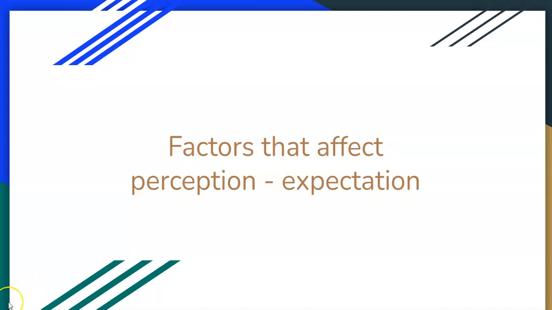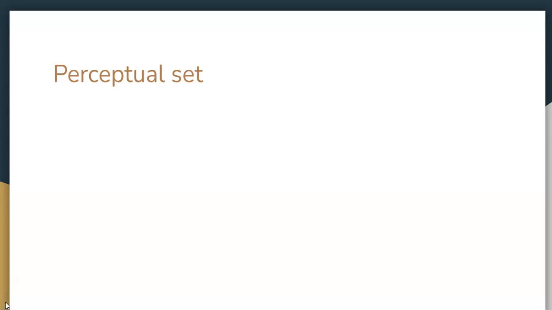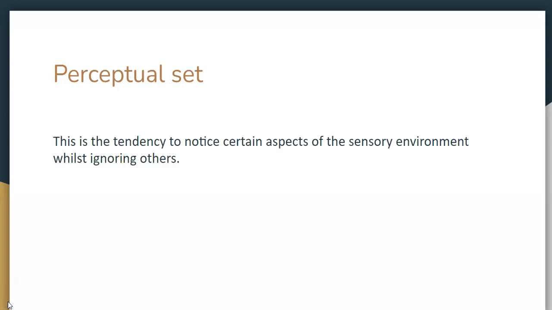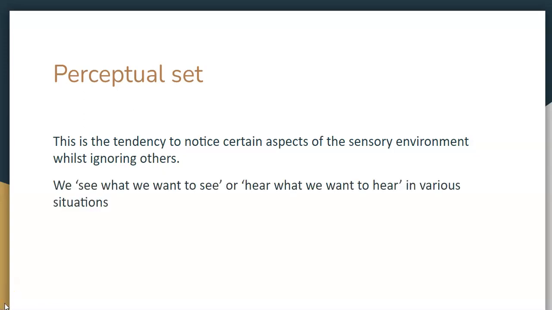So this video is going to look at how expectation affects our perception. Before we get started, we've got to understand what is meant by the term perceptual set, because this word is on your specification. Perceptual set is our tendency to notice certain things in the environment whilst ignoring others. So basically, we see what we want to see, or we hear what we want to hear in different situations.